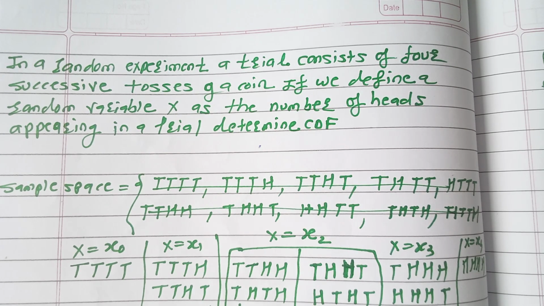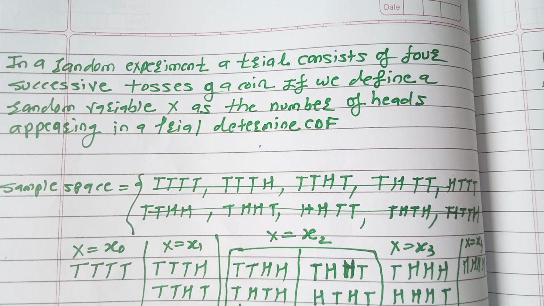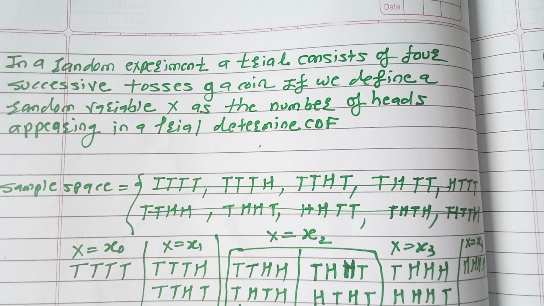Let us solve another problem on CDF. So the problem statement is, in a random experiment, a trial consists of 4 successive tosses of a coin. So the random experiment here is tossing 4 coins successively. If we define a random variable x as the number of heads appearing in a trial, you have to determine the CDF.